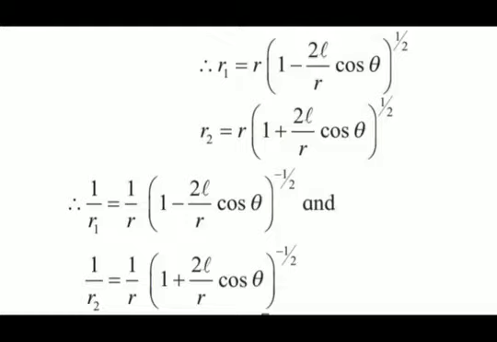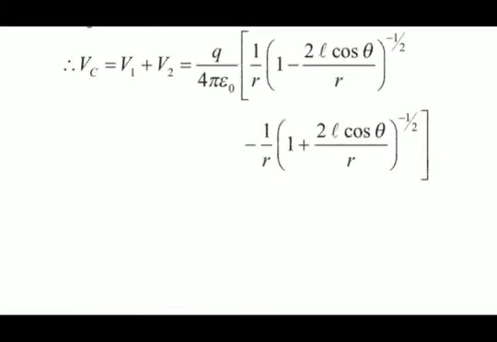Yes, we have got the value of 1 upon r1 and 1 upon r2. So what we can do now, we can put this value in the equation again. As we have Vc equal to V1 plus V2, so instead of 1 upon r1 we can put this value, and instead of 1 upon r2 we can put this value. Fine.